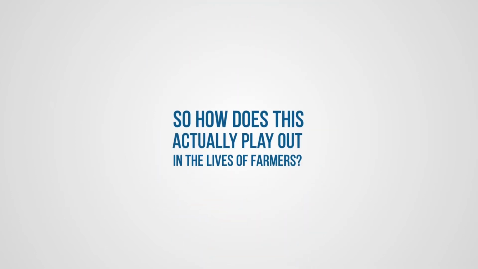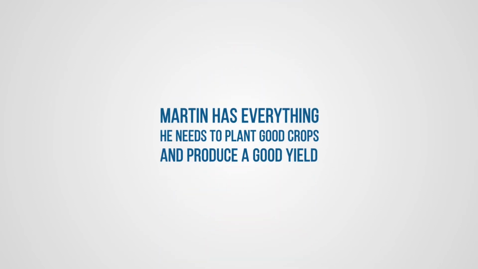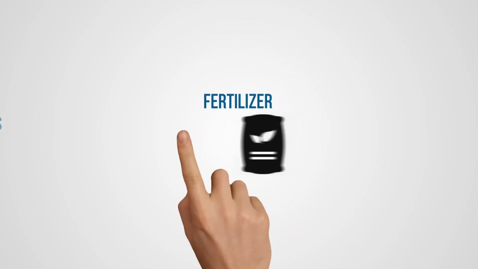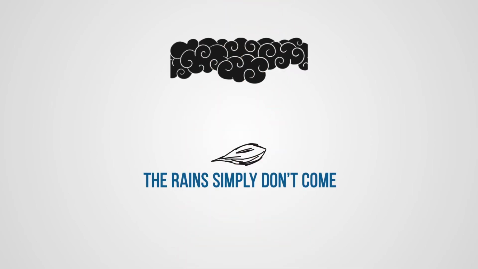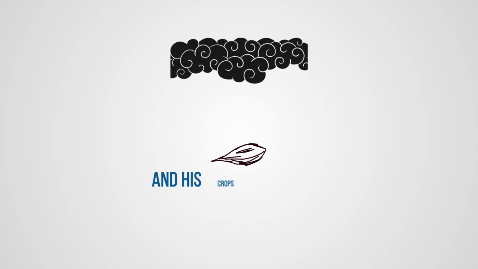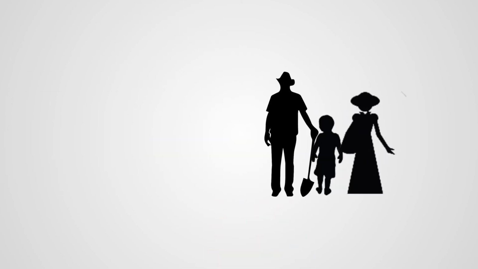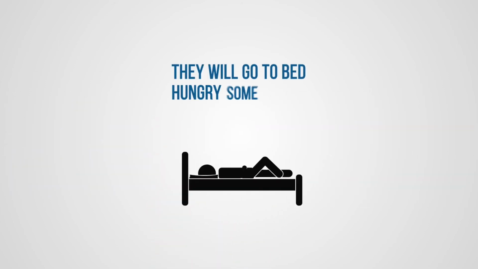So how does this actually play out in the lives of farmers? Let's say Martin has everything he needs to plant good crops and produce a good yield. He has quality seeds, he knows how to plant them properly, he has fertilizer and tools, and even organic insecticides to fend off pests. But after he plants his crops, the rains simply don't come. His family waits and waits, but the weather remains dry as a bone, and his crops don't grow. And because his family has always been poor, they don't really have savings to buy food and pay for other expenses. So the family tries to stretch their food out until the next harvest, but inevitably, they will go to bed hungry some nights.